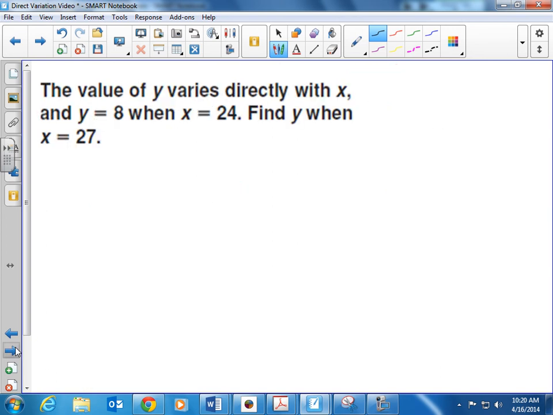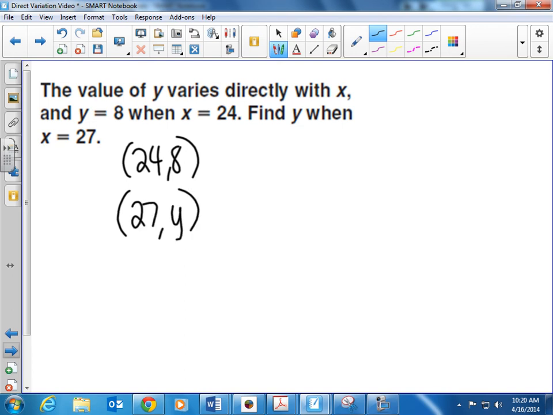All right, one last example, then we're done. The value of y varies directly with x. Okay, so they just told me in the problem this is going to be a direct variation problem because y varies directly. They tell me that when y is 8, x equals 24. So I've got an ordered pair here, 24, 8. It says find y when x equals 27. So x equals 27, they want to know what is y.